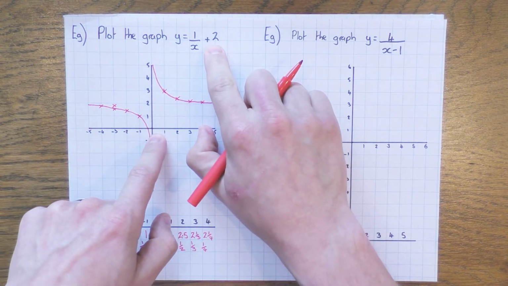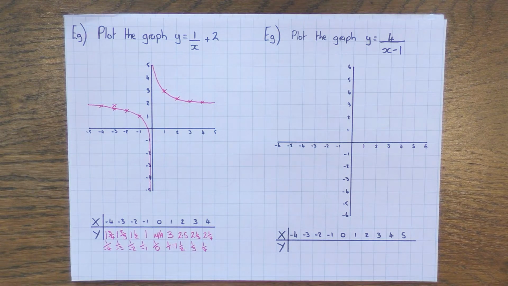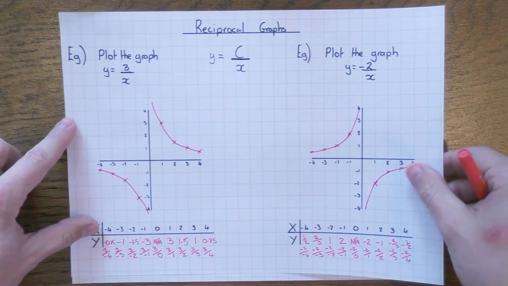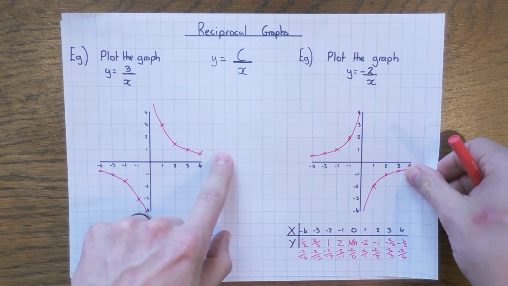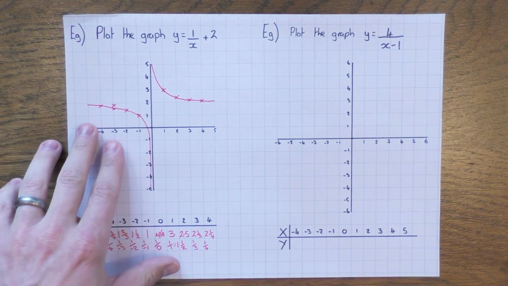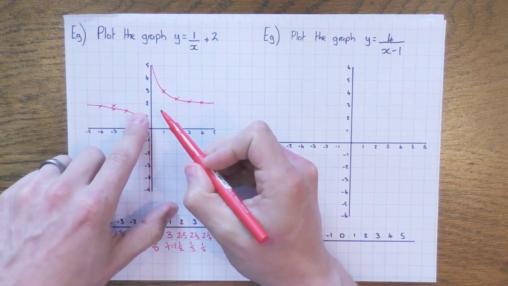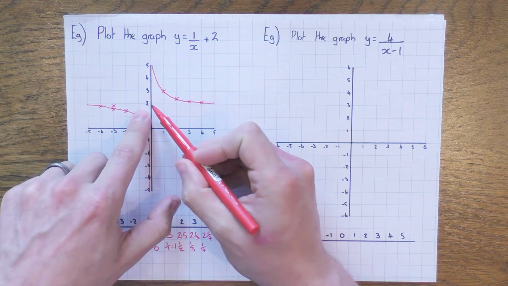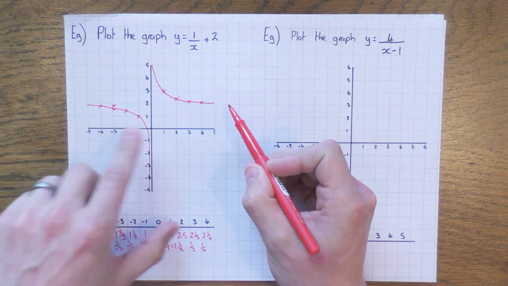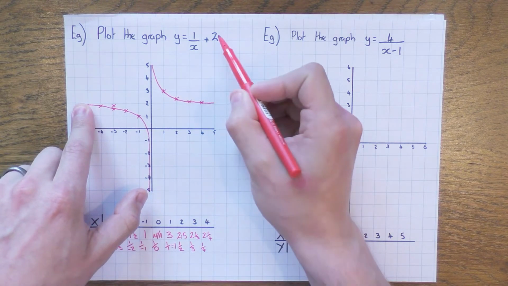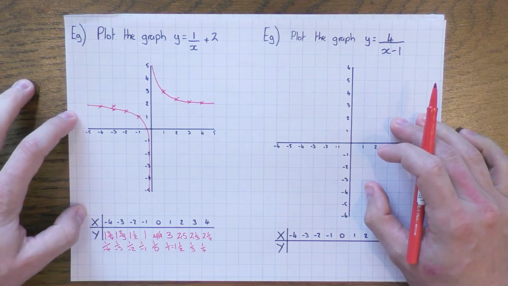But in this case, because we've added 2, instead of being like we previously had where we didn't touch the x-axis, it would carry on going. Here, because we've added 2 to everything, all of the y coordinates have added 2, so if you imagine a line going across where y equals 2, we never actually touch that line, and that's because of this +2. Okay, so it's just a very subtle change.